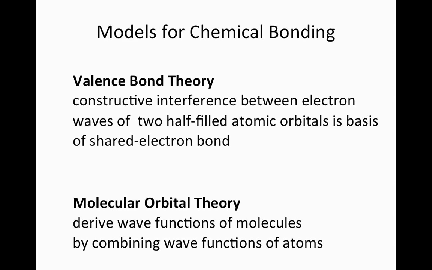Briefly, valence bond theory states that covalent bonds form from constructive interference between electron waves of two half-filled atomic orbitals. Molecular orbital theory advances this concept by deriving the unique wave functions for individual molecular orbitals in the same way that Schrödinger did to derive individual atomic orbitals.